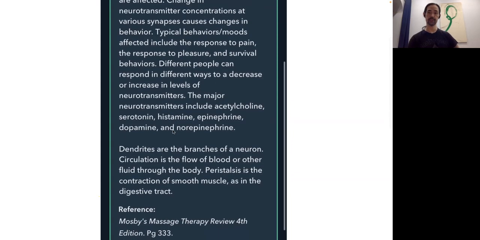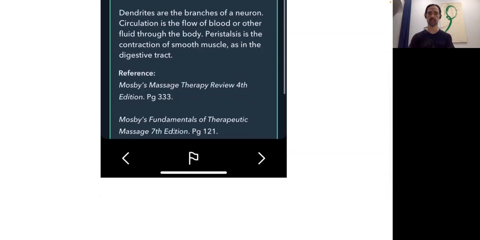Dendrites are the branches of a neuron. Circulation is the flow of blood or other fluid through the body. Peristalsis is the contraction of smooth muscle, as in the digestive tract.